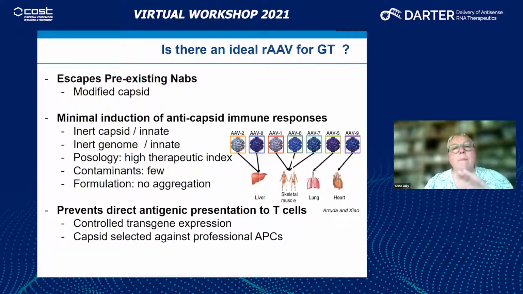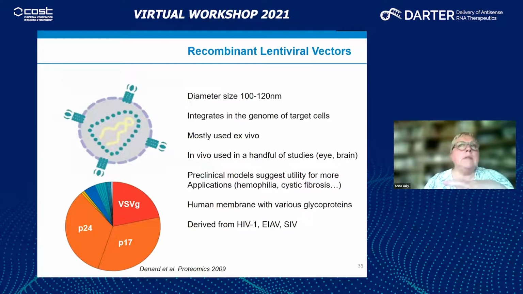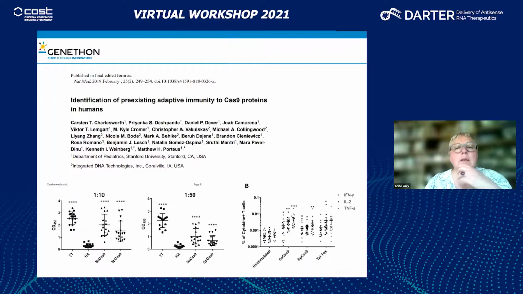So just to wrap up, there's probably no ideal AAV vector at this point, even though people should really try to improve it to escape pre-existing neutralizing antibodies, to minimize the induction of anti-capsid responses, and to prevent the presentation of the transgene to T cells. But the problem is seen also with other vectors. Lentiviral vectors are very immunogenic. I can show you this data in mice. People are also using CRISPR-Cas9, and there is pre-existing immunity to the Cas9 protein. So this is a broad general problem, not just with AAV.